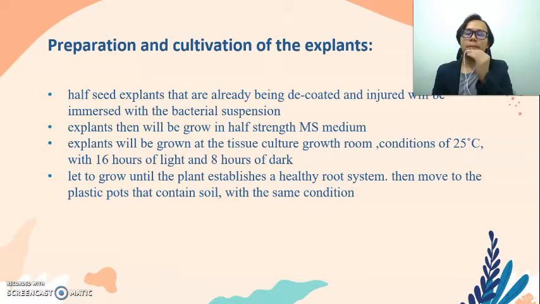Next is the preparation and cultivation of the explant. The half seed explant that has been decoated and injured will be immersed into the bacterial suspension that has been prepared. After that, the explant will be grown on half strength MS medium in a tissue culture growth room at 25 degrees Celsius with 16 hours of light and 8 hours of dark. It is left to grow until the plant is established and has a root system, and then moved to a plastic pot containing soil under the same growth conditions.